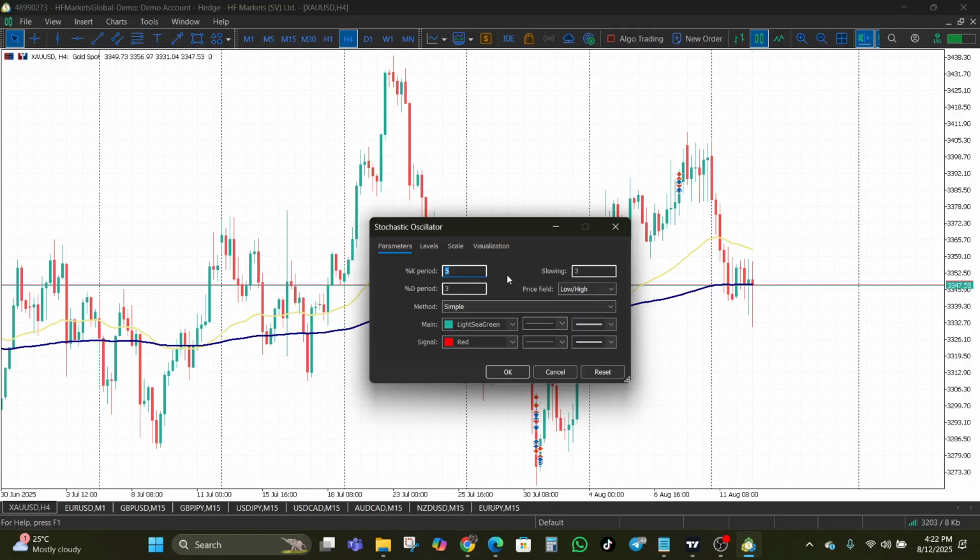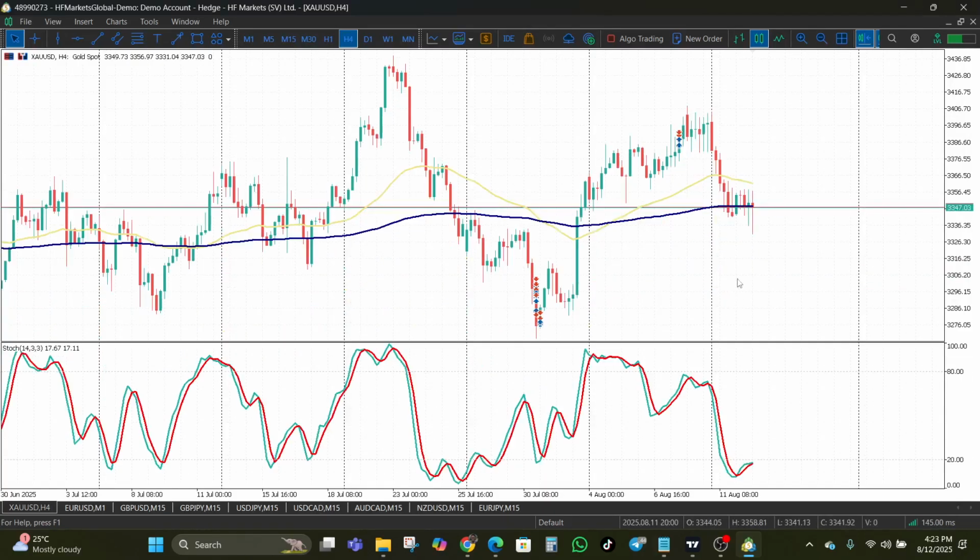All right, and the settings we are going to be using is the 14 for percentage K period. Slowing will be 3, percentage D will be 3. Okay, we can just leave the rest of this the way it is. Okay, so this is our stochastic oscillator. You keep the overbought level at 80 and you keep the oversold level at 20. Okay, these will help us to find potential pullback entries when the market temporarily moves against the trend.